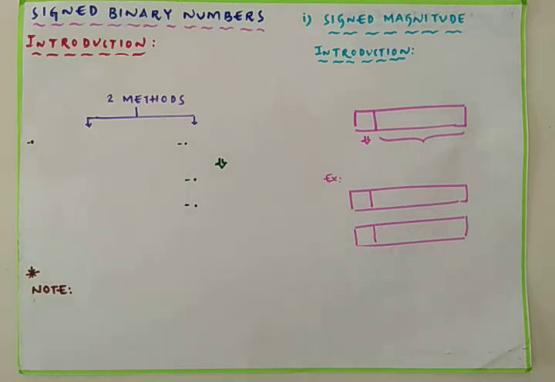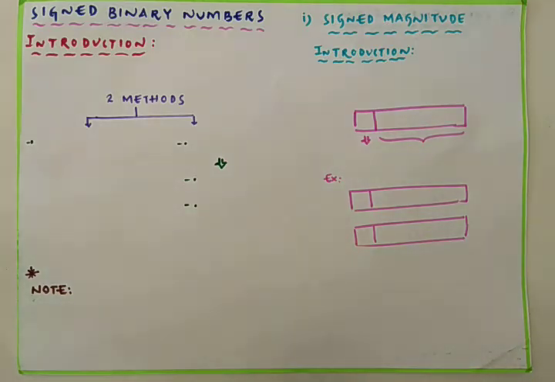The negative numbers can be represented by using signed number systems. There are two methods to represent signed binary numbers, mostly that is for negative binary numbers. First method is called sign magnitude form. Other method is called complement form.